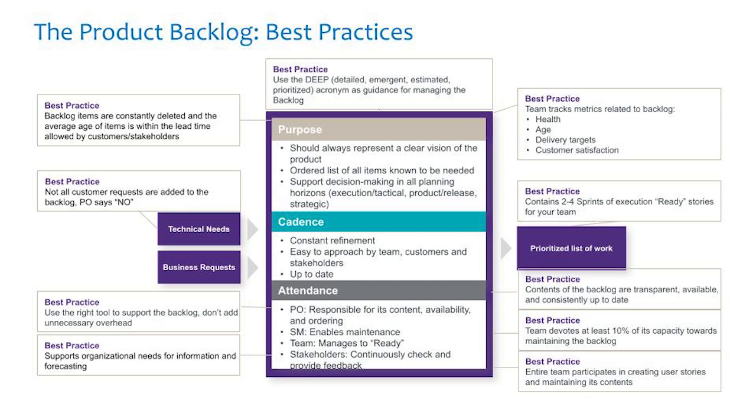Backlog items are consistently deleted, and the average age of items is within the lead time allowed by customers and stakeholders. So this is great when the team can say how long it's going to take, and then you get the business agility aspects of measuring how long something will take and what the throughput is. And then when you get really good at the business agility aspect, you can say what level of confidence things are going to be completed, because if you've done them before or not, or if they're extremely complex or simple, you can start to put confidence pieces to it. But that's a whole other topic.